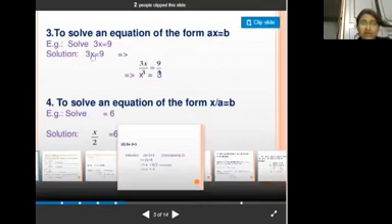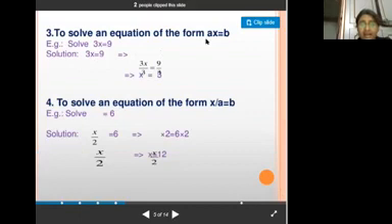To solve an equation of the form ax is equal to b, where a and b are any constants, we take a as 3 and b as 9. So 3x is equal to 9 is the equation we have to solve.